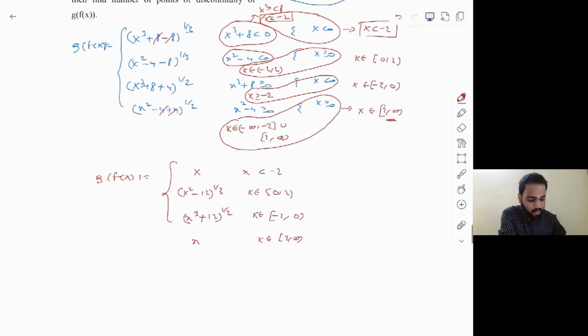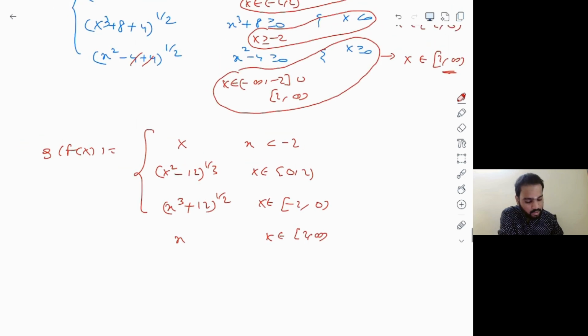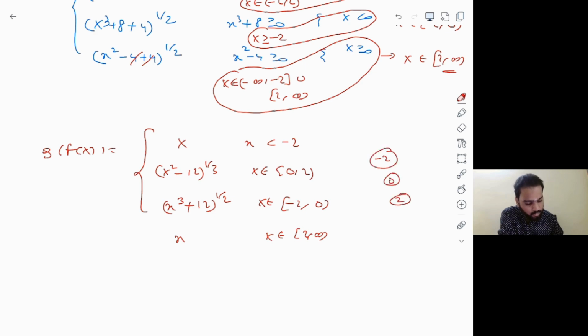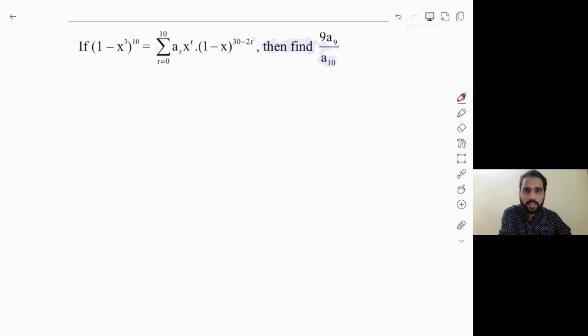So you know what to do very well now, because the definitions are changing at what points here. Clearly it is changing at the minus 2, 0 and also 2. So let's check for the continuity of this function at these 3 points and try to test whether it is continuous or also discontinuous. Okay, now so this is how you must do this kind of questions. Be very careful. Let's take the next question.